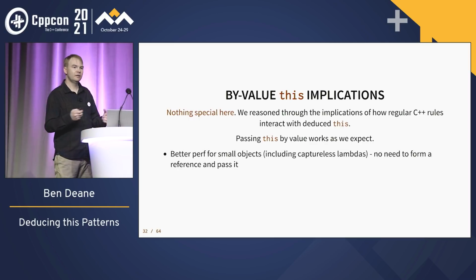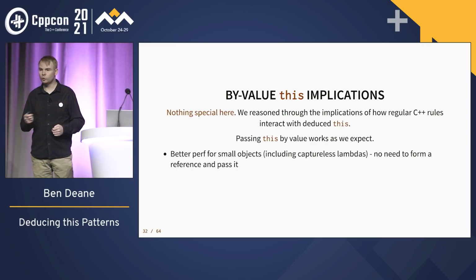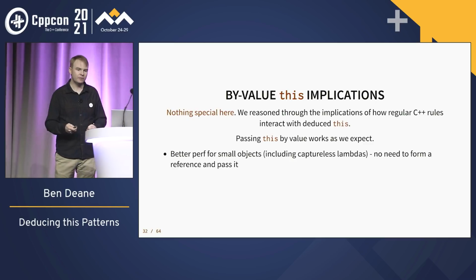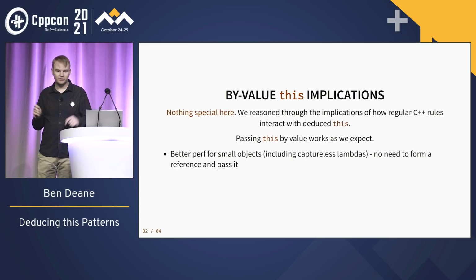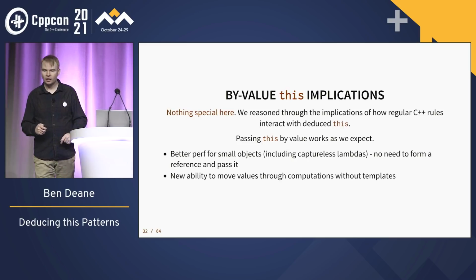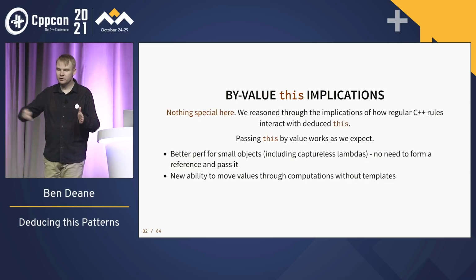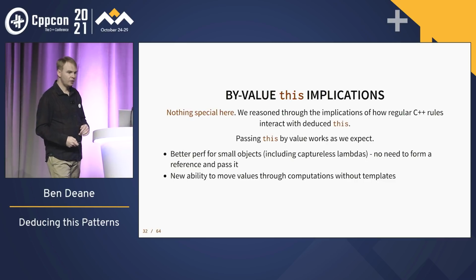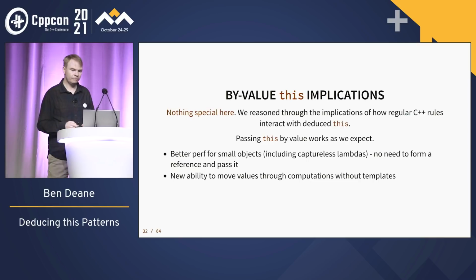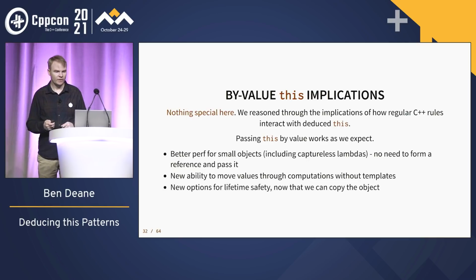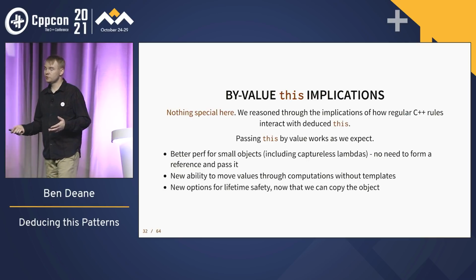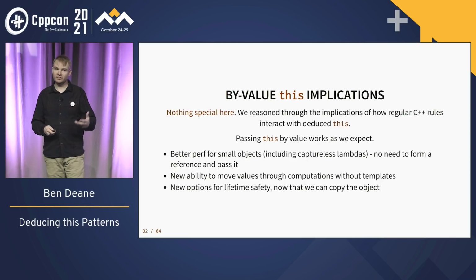And we get better perf for small objects typically, which we now don't have to form a reference to and pass. If they're empty, there is literally nothing to do passing by value. We get this new ability to move values through computations and through member functions without templates necessarily, right? And we get new options for lifetime safety inside functions with the ability to take things by value.